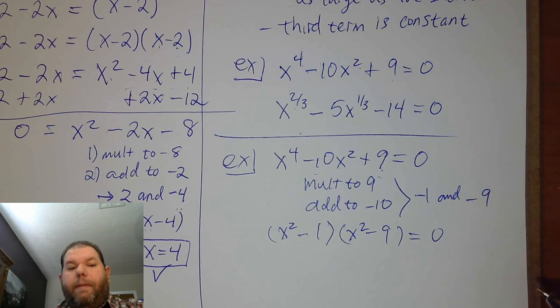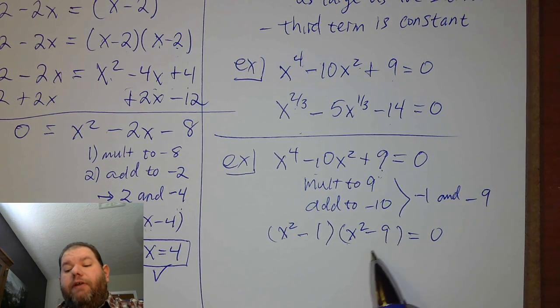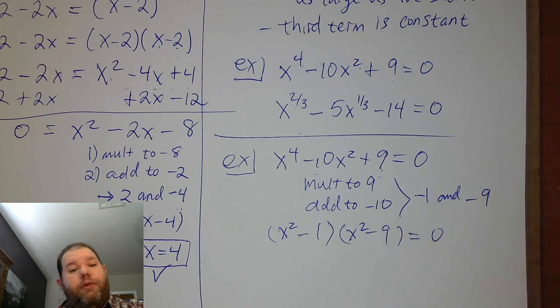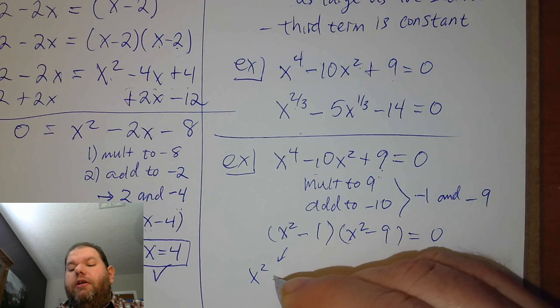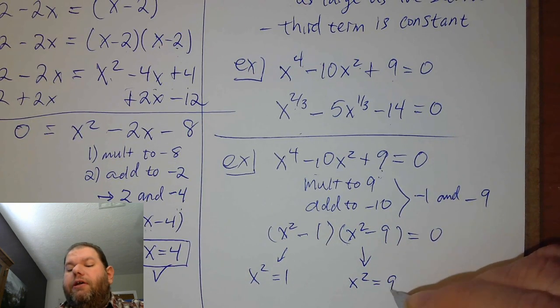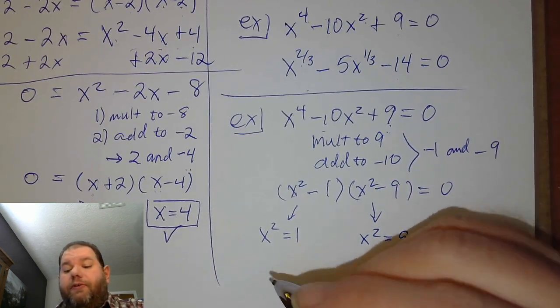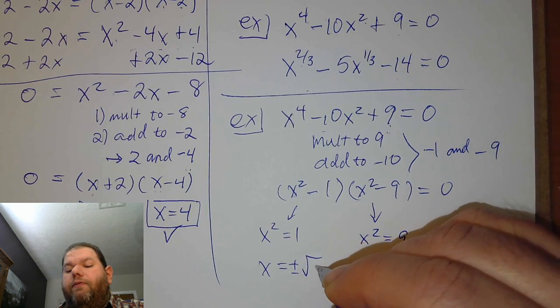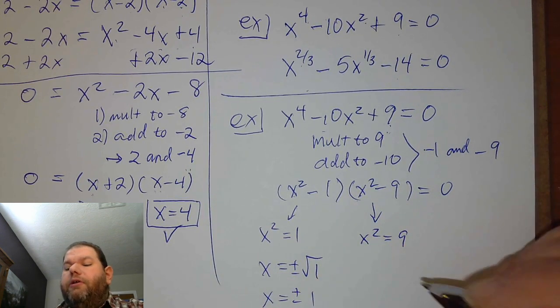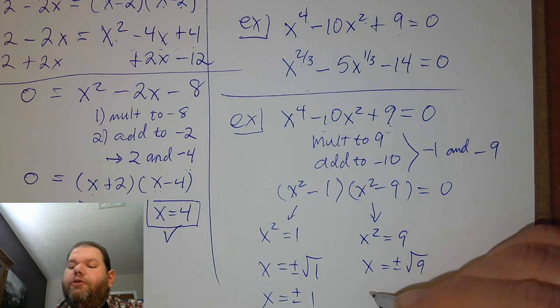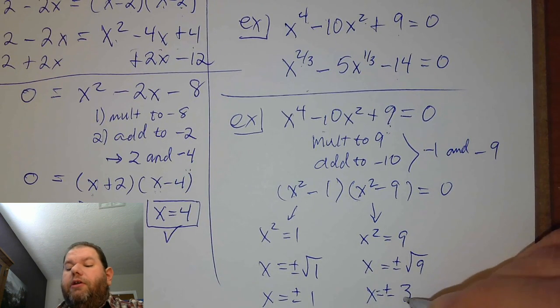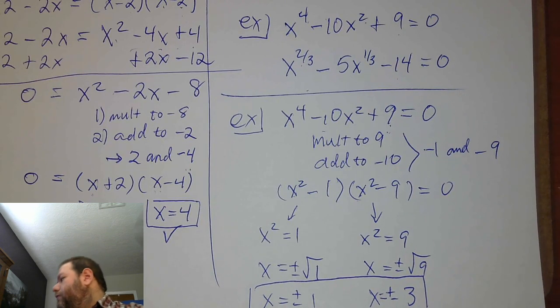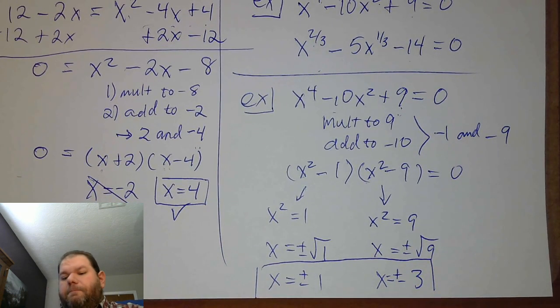Okay. So we have x squared minus 1, and we have x squared minus 9. Now, we could factor these, or we can just solve them as they are. We can say x squared equals 1, and x squared equals 9. And in this case, we would just take the square root on both sides. So x is plus or minus the square root of 1, which is plus or minus 1. And then x is plus or minus the square root of 9, which is plus or minus 3. Okay. So I barely had enough space there for that problem. Any questions there?